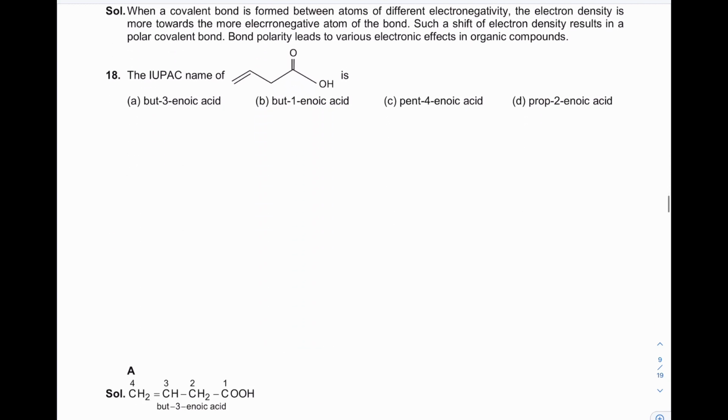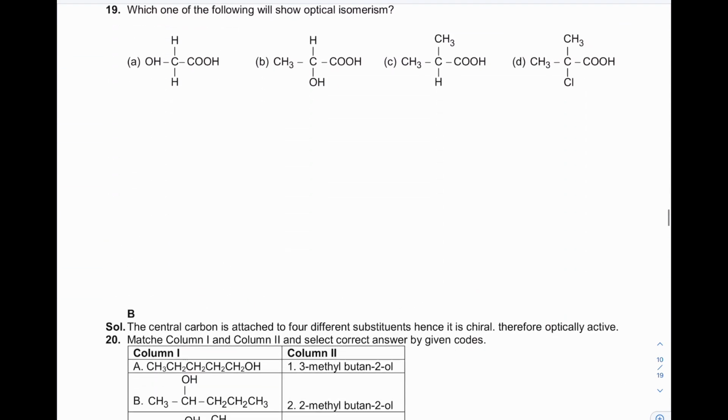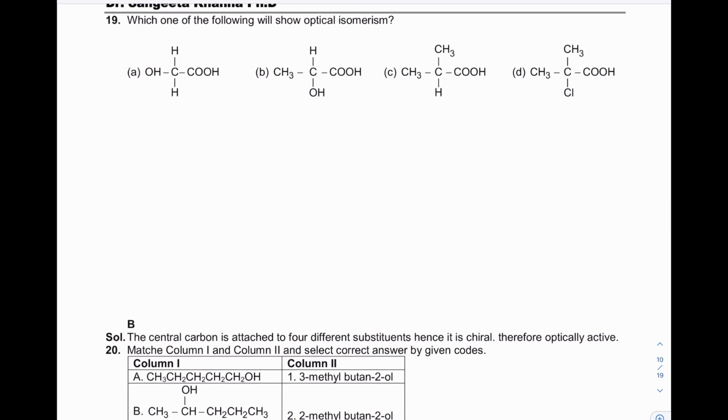Next is IUPAC name. This is a carboxylic acid with 1 double bond. So it is but-3-enoic acid. It is B. Next is which one of the following will show optical isomerism? The compound having a chiral center. And out of these, only this is the chiral center. And in the rest, there are 2 identical groups each time.